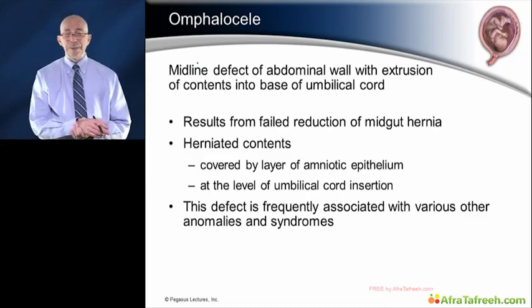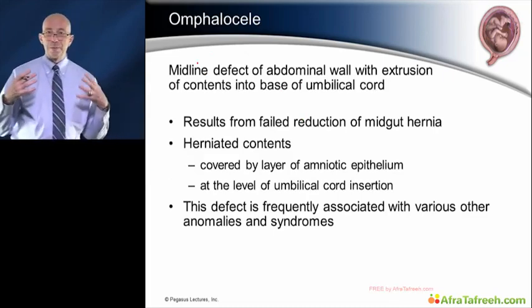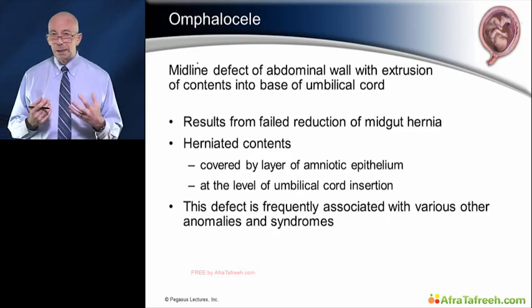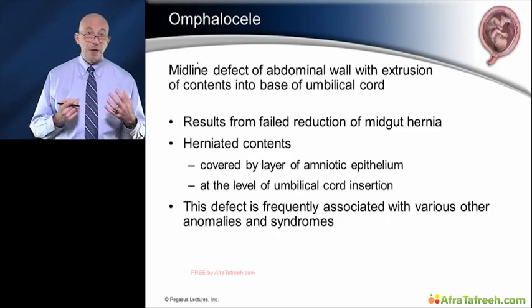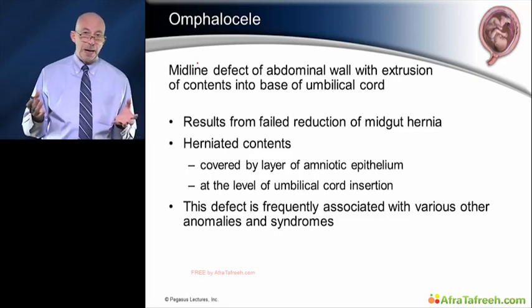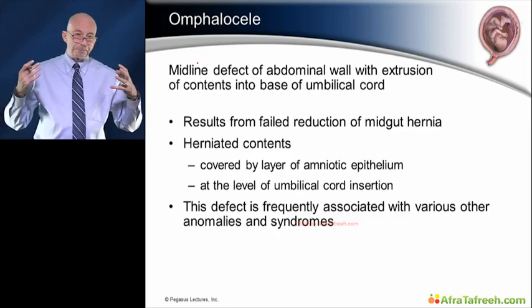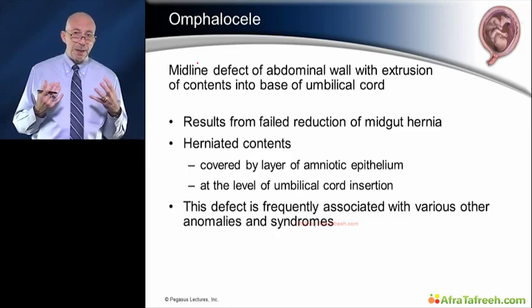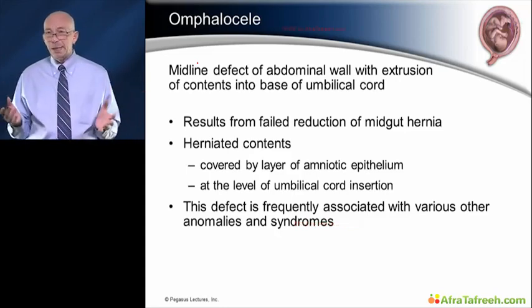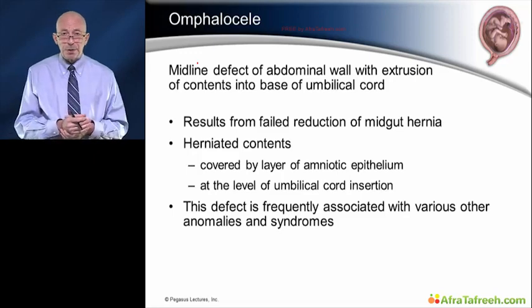An omphalocele consists of the herniation of abdominal contents through a midline defect in the abdominal wall. It results from failed reduction of the midgut hernia that I just mentioned. And the herniated contents typically include liver, but it may include a variety of abdominal anatomic structures.